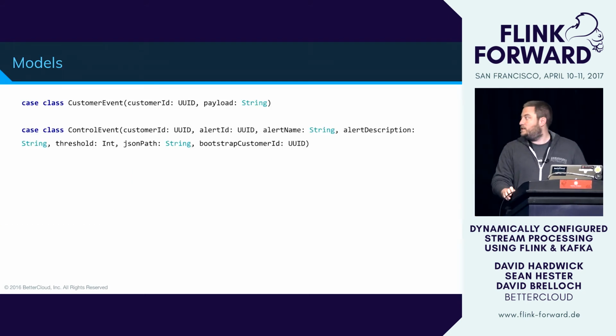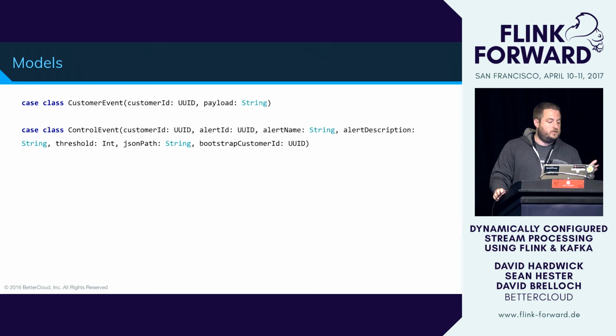As Sean mentioned, there were two sources, customer events and control events. So I just wanted to get the models out of the way really quick. The customer event has a customer ID and a payload that's just a string of JSON. The control event has a little bit more going on: customer ID, alert ID, threshold, and JSON path are the main things that you care about. The Bootstrap customer ID is really important for a later bit, but we'll get to that in a little bit.